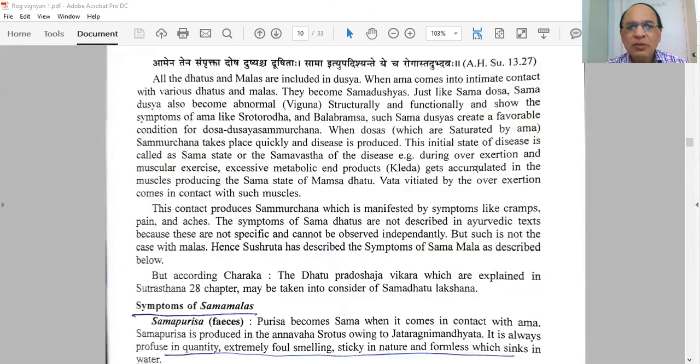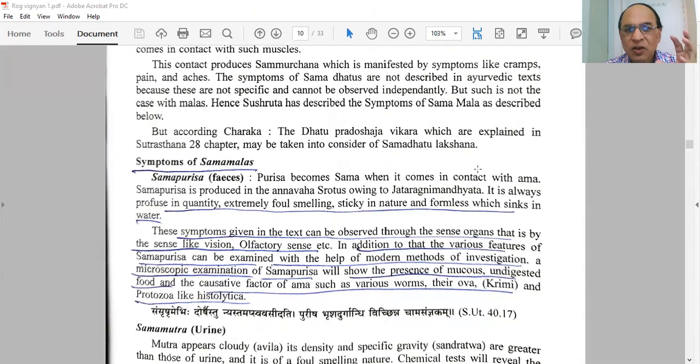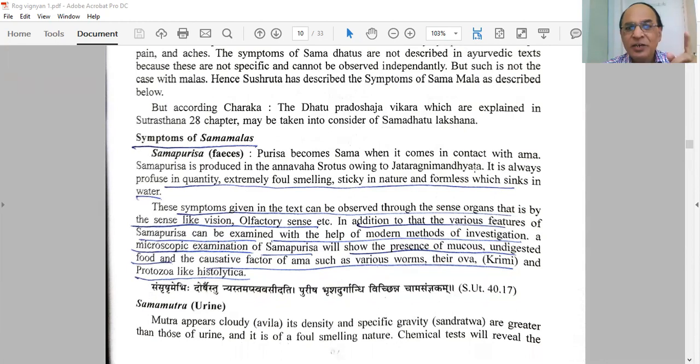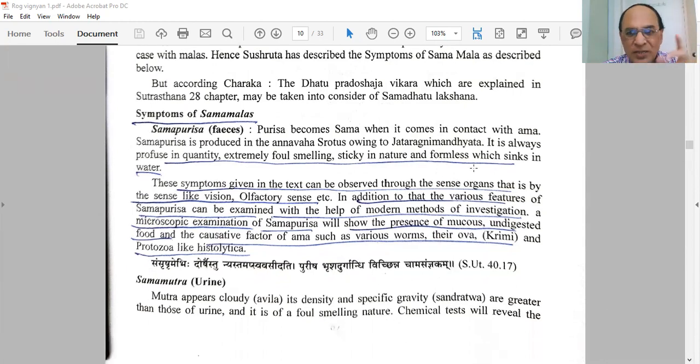Okay, so Sama Dosha, here you can see symptoms of Sama Bala. For example, Sama Purisha, our stool is with toxin. So Ayurveda has given foul smell, sticky in nature, but Dr. Vivekananda is saying, in addition to this clinical aspect, you must examine the stool in the laboratory, and if you get mucus, undigested food, or some ova or cysts, that should also be considered as Sama Purisha. This is the contribution of Dr. Vivekananda.